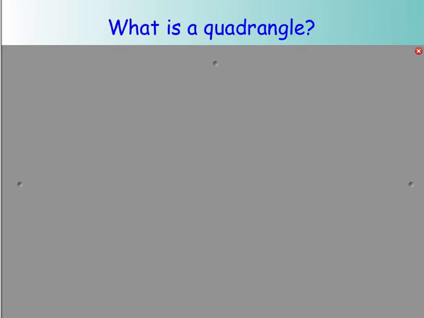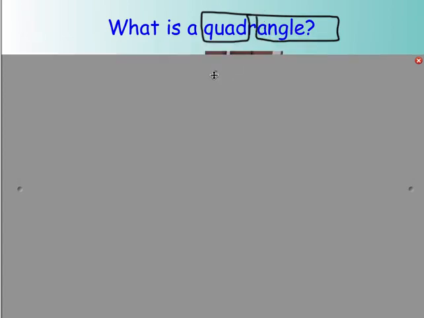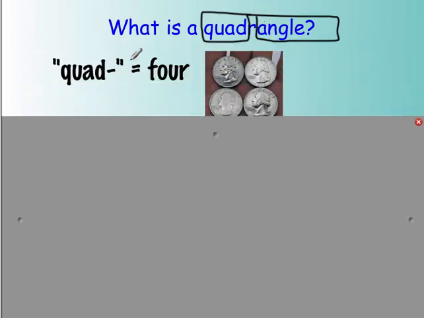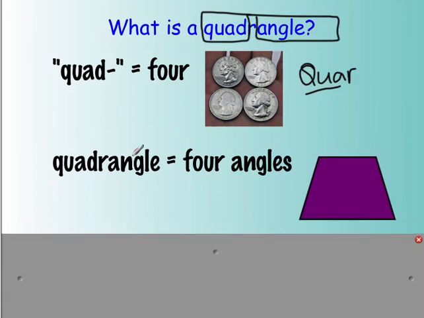So here's something cool about the word quadrangle. If you break the word up into a prefix, which is the start of the word, and the suffix, the end of the word. Let's take a look at the prefix for a moment. Quad actually means 4, and I have 4 quarters here because if you have 4 quarters, it makes up $1. I usually use quarters to help me remember the word quadrangle. And so quadrangle would mean 4 angles.